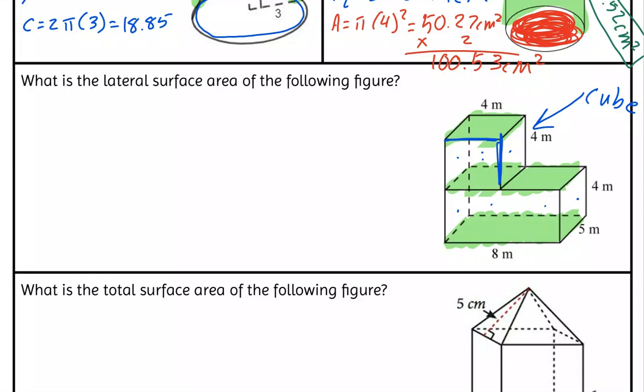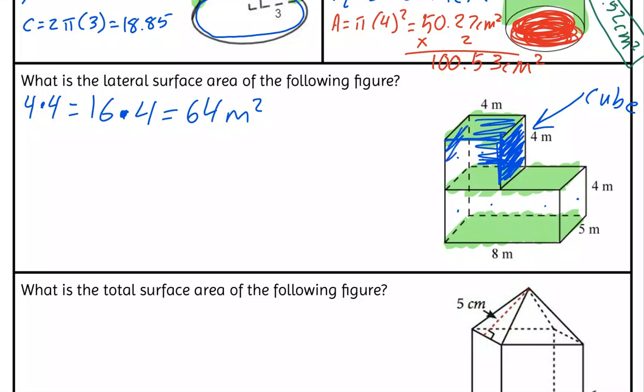The way that we can work this is I can do 4 times 4. That gives me 16. So that's just the area of one of my sides here. But I need to find 4 total sides. So now I'm going to take 16 and multiply that by 4. So 16 times 4 gives me 64 meters squared. Okay, so that gives me this back side way back here, this side over here, and the front side right here.